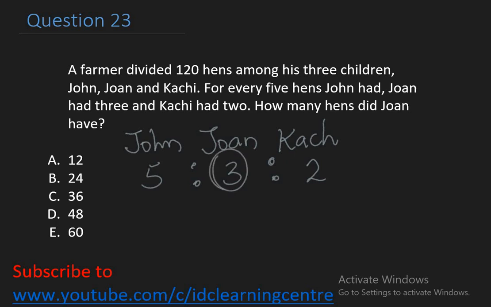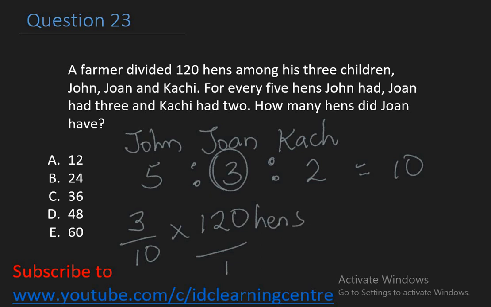So sum of ratio, sum everything up here, you get 10. So Joan's share will be 3 out of the sum of ratio, which is 10, times the number of hens, which is 120 over 1. This 0 cancels this 0. So 3 times 12 will give me 36 hens. And this is the right answer, which is C.